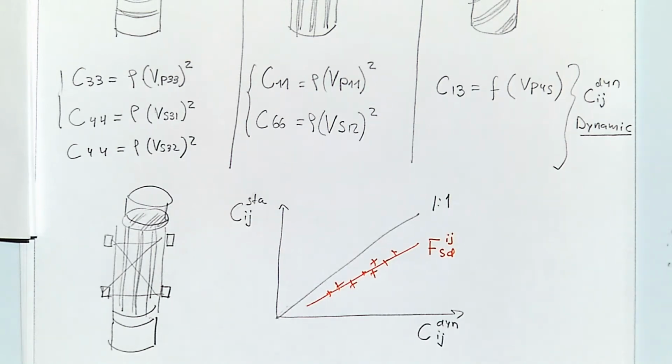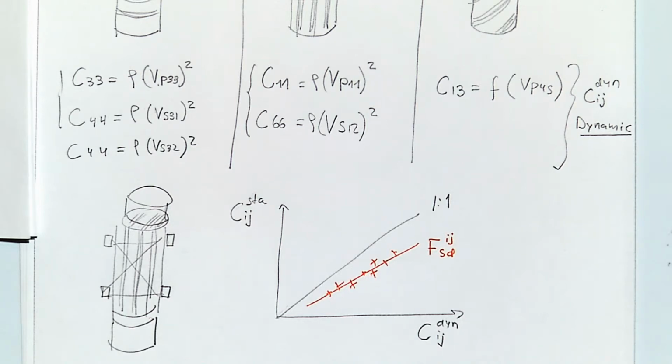So do you mean plotting maybe 5 or 10 C13 values, or a combination of C13, C44? No, you compare 1 to 1. You compare C11 static to C11 dynamic. But I'm just, instead of making 5 plots, I'm just making one here. Okay? But it's valid for all those.